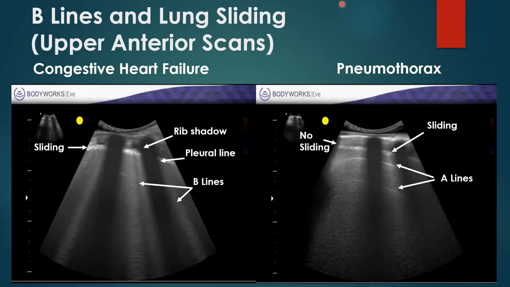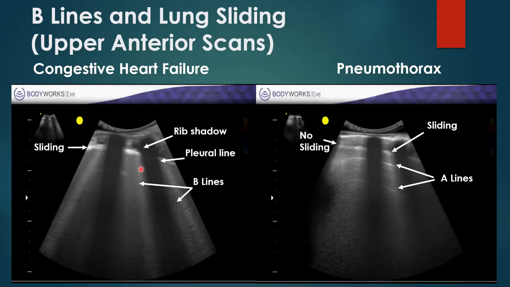So let's talk just a little bit about B lines. B lines basically are the alveoli that are filled with fluid or some type of interstitial disease, and typically in this patient with congestive heart failure, you can see you've got a lot of B lines, fluid-filled alveoli. You've got a pleural line here, you do have some sliding, and you've got your rib shadow. In contrast, you have pneumothorax here on your right. You can see some sliding over here right around this lung point, but you have no sliding over here, which tells you that you aren't really moving a lot of that lung. You do have some A lines here from the normal reverberation from the transducer, which is on the chest wall.